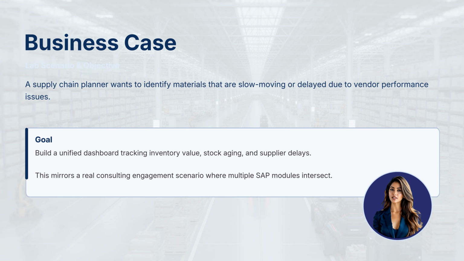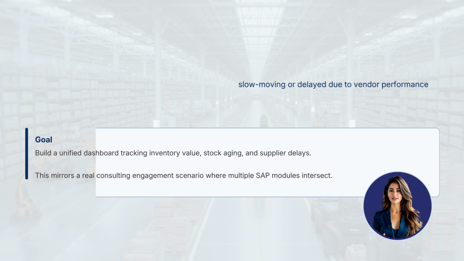Lab scenario and objective. Imagine you're supporting a manufacturing client struggling with delayed supplier deliveries and slow-moving materials. The client wants a single screen where planners can monitor inventory risk and vendor performance. Your objective is to deliver a supply chain risk dashboard that visually highlights materials and suppliers needing immediate attention.